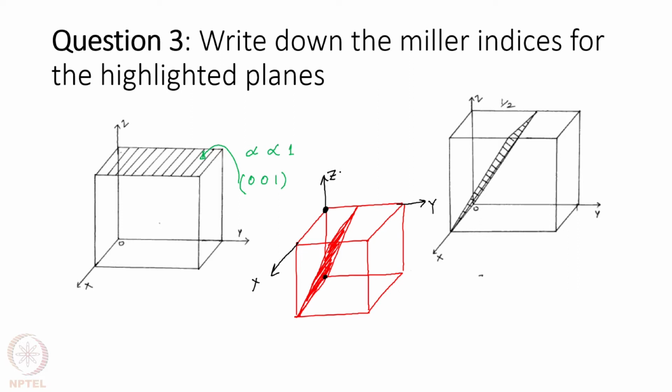Now we can see that this particular plane is parallel to my x-axis. So the intercept along x is infinity. This plane meets y at half and it meets z at -1. So if we take the reciprocal of that, it becomes 0, 2, -1. So for this particular plane, the Miller indices would be (0 2 1 bar).